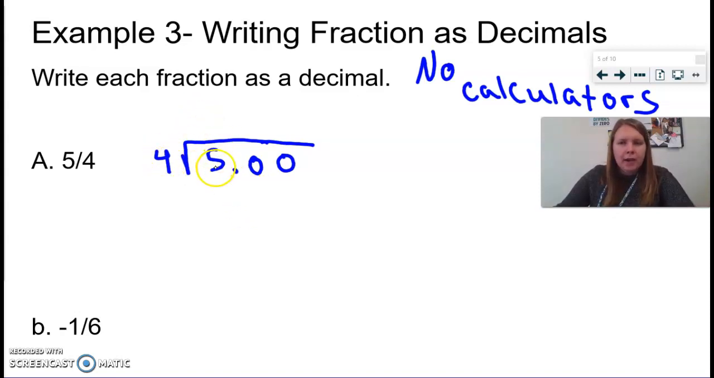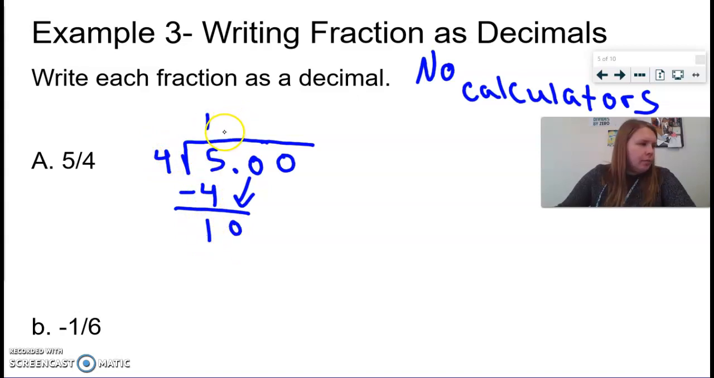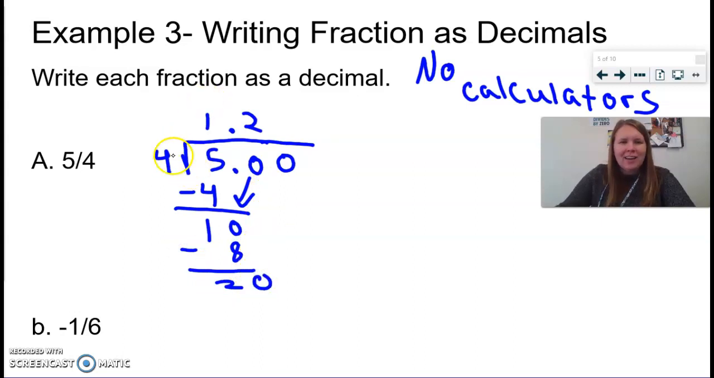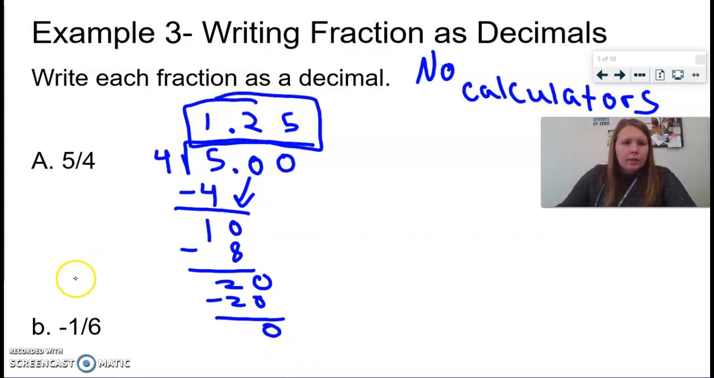So I want to think 4 goes into 5. How many times? It goes in 1. 1 times 4 is 4, so I'm going to subtract 4. I'm left with 1. I'm going to bring down that 0. Now I think, okay, 4 times what is close to 10? I'm going to make sure that decimal's in the right spot too. So this stays here. So then 4 times 2 is 8, which is pretty close. 2, keep bringing down the 0. Oh, but this time, 4 times what gives me 20? That's 5. And so I end up with no remainder, and that's how I know when to stop to find my decimal.